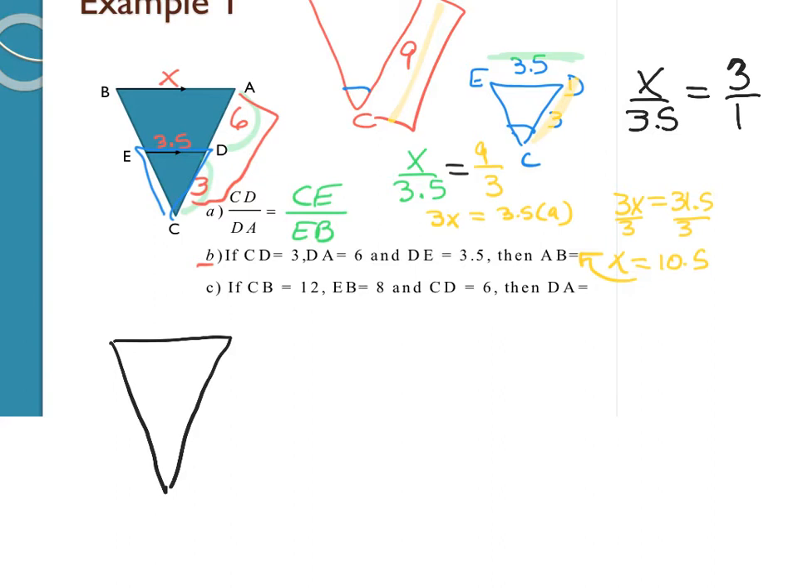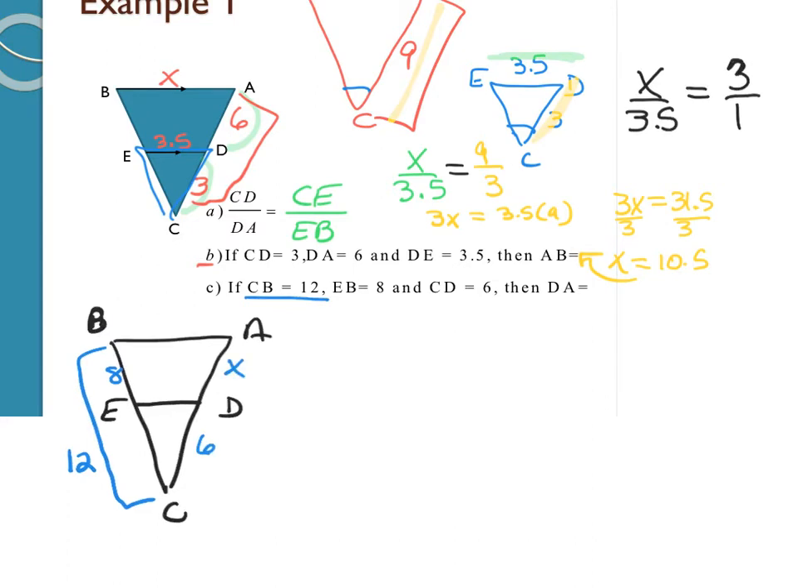All right, so let me just go ahead and redraw this, and I'm going to put in my new numbers that are given to me in part C. So this time for part C, they told me CB is going to be 12. So this whole thing is 12. EB, this little piece, is 8. CD is 6. And they want me to find AD.